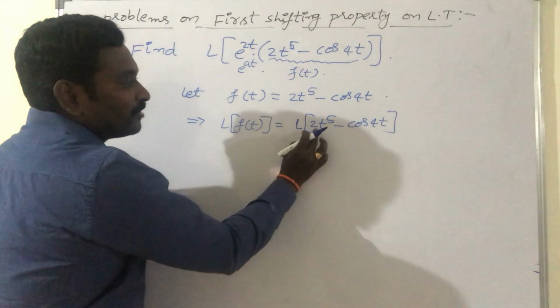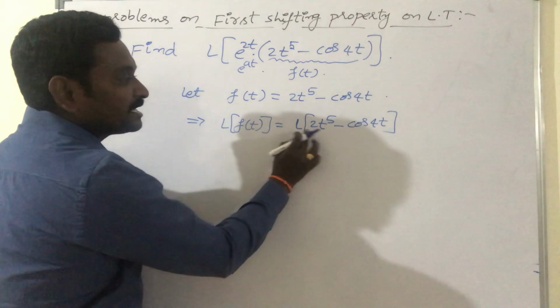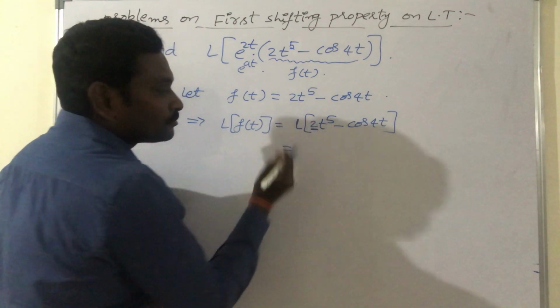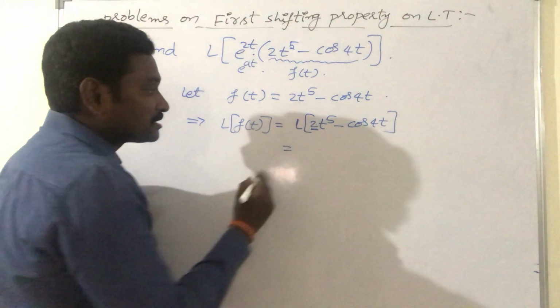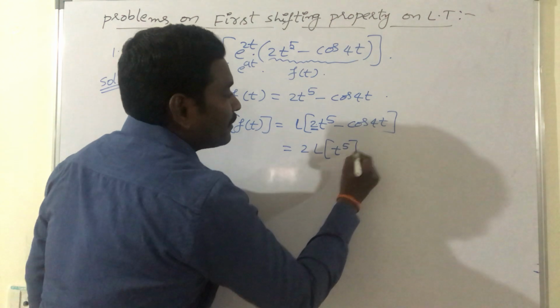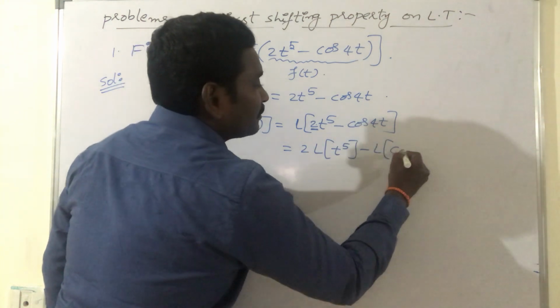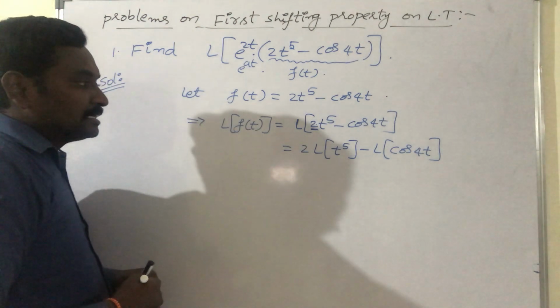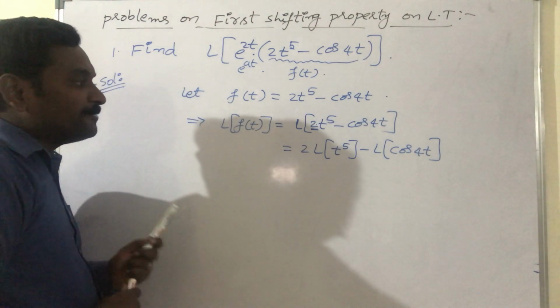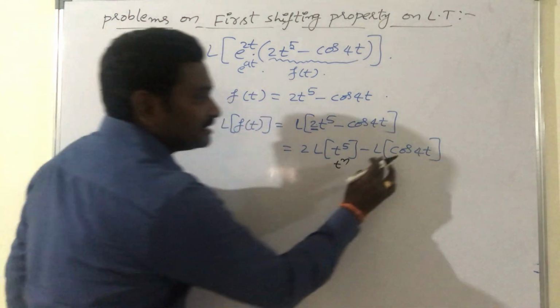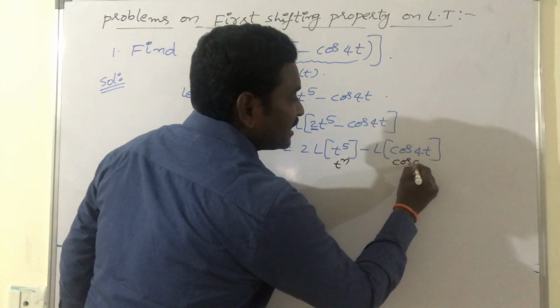So two functions are in subtraction. By using the linear property, split the terms. This 2 is a constant in a product, so take it outside the Laplace. So 2 into L of t power 5 minus L of cos 4t. We observe that the first part is in the form of t power n, and the second is in the form of cos at.